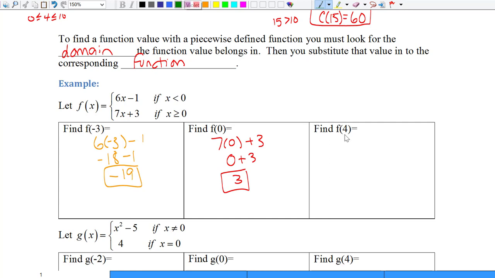And the third one, 4. Does 4 belong in the first domain? Is 4 less than 0? Or does 4 belong in the second domain? 4 is greater than or equal to 0. Which one of those is true? Well, 4 has to be greater than or equal to 0, so that means I'm plugging it into the second function. So that's 7 times 4 plus 3, which is 28 plus 3, or 31.